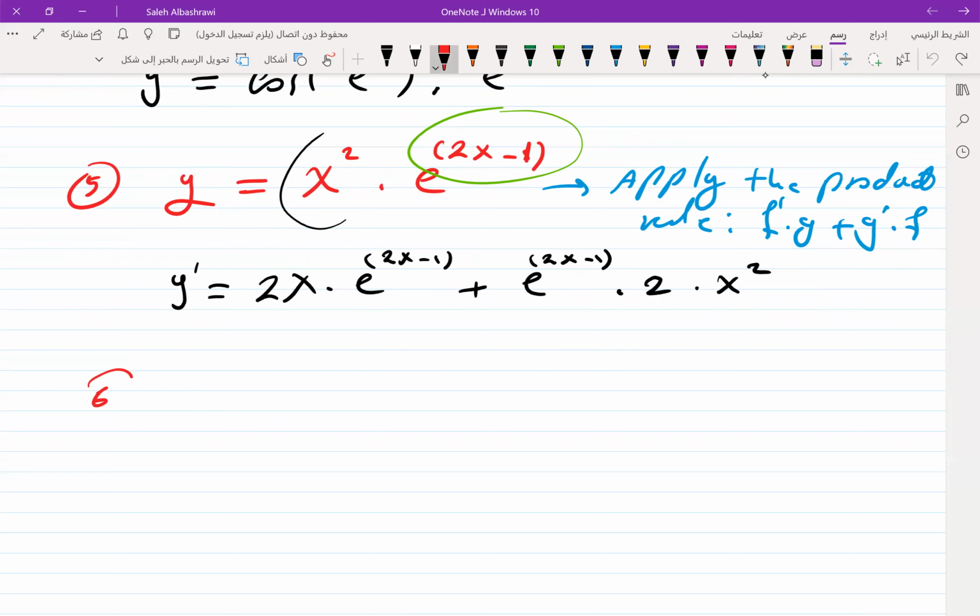Number 6, y equal to e to the power x minus e to the power minus x divided by sine x. Since we have a fractional function, or rational function, I need to apply the quotient rule. For this, we need to apply the quotient rule.